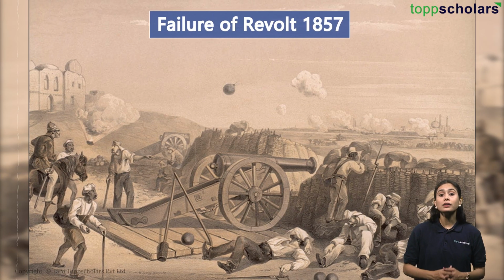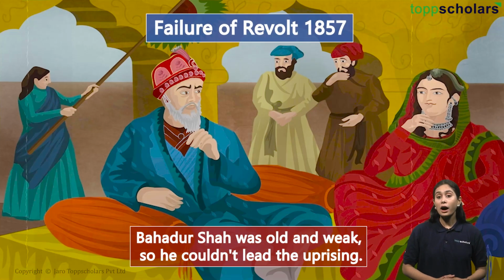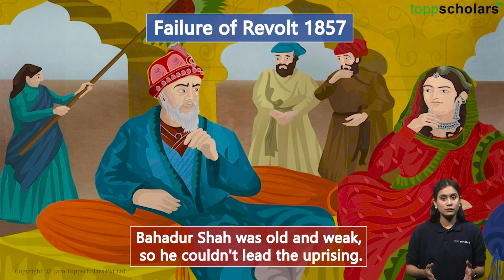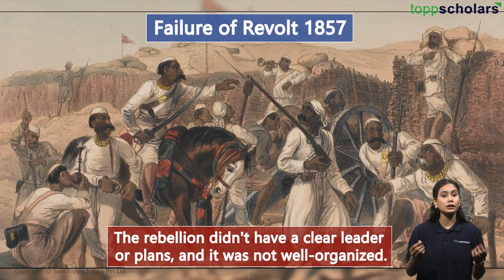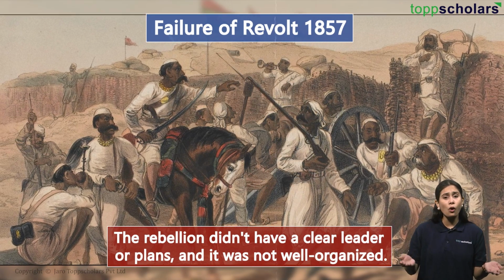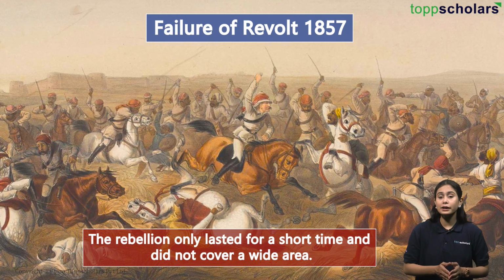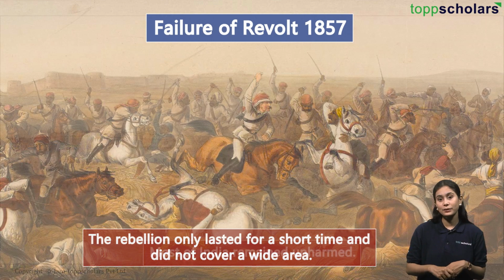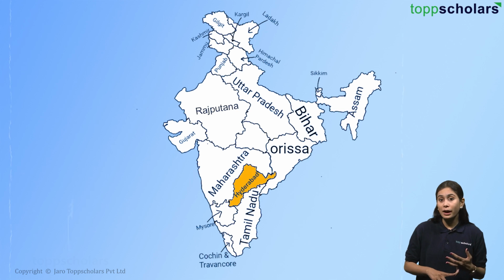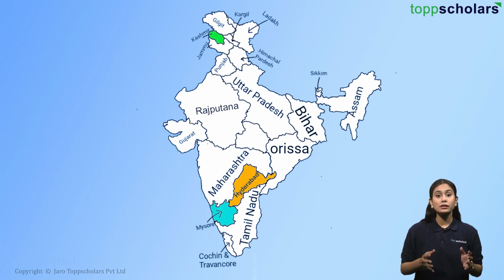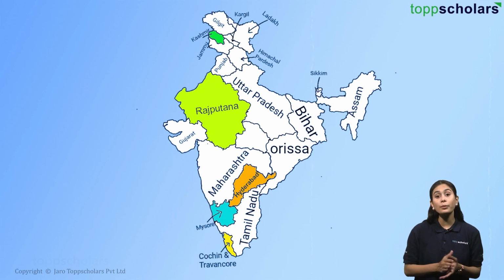Let us know what the reasons were for the failure of the revolt of 1857. Bahadur Shah was old and weak, so he could not lead the uprising. The rebellion didn't have a clear leader or plans, and it was not well organized. The rebellion only lasted for a short time and did not cover a wide area. Most of India remained unharmed. The big states of Hyderabad, Mysore, Kashmir, Travancore and Rajputana, along with the smaller ones, didn't support the uprising.